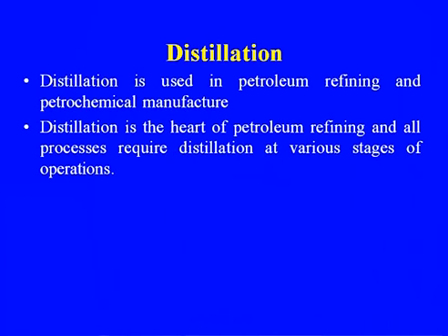Distillation, as I told you earlier also, is used extensively in the petroleum refinery and petrochemical industry. We cannot imagine a refinery or petrochemical complex without a distillation column. It is the heart of petroleum refining, and all the processes require distillation at various stages, from the very beginning crude oil distillation to catalytic reforming or FCC, for separation of the various products which are formed during the process. The same thing happens in many petrochemical processes also.